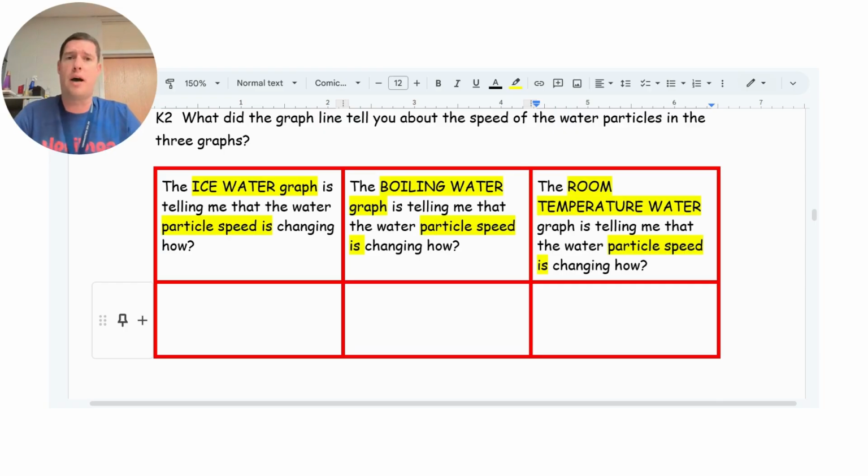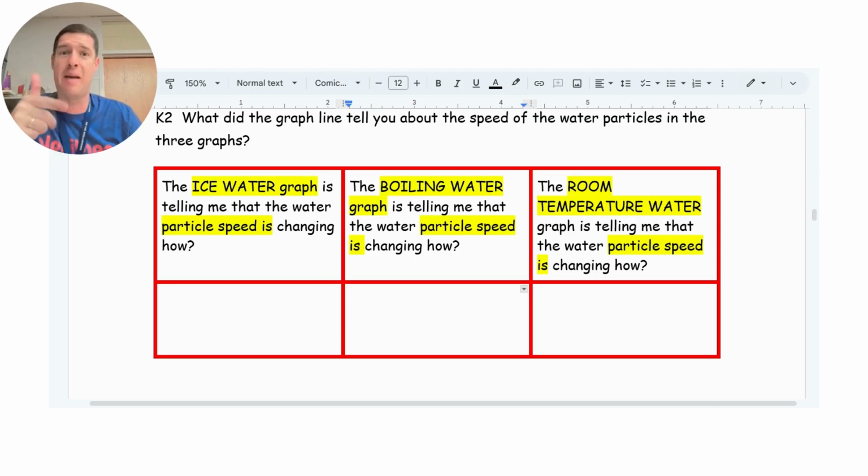So if you start with ice water and start to pour it, and the temperature starts to go up, what's happening to the speed of those water particles? It's exactly what's going on in the shape of the line that you just drew. The water particle speed was slow at first, sped up very quickly, and then kind of found a rhythm and stayed in that same amount of particle speed.